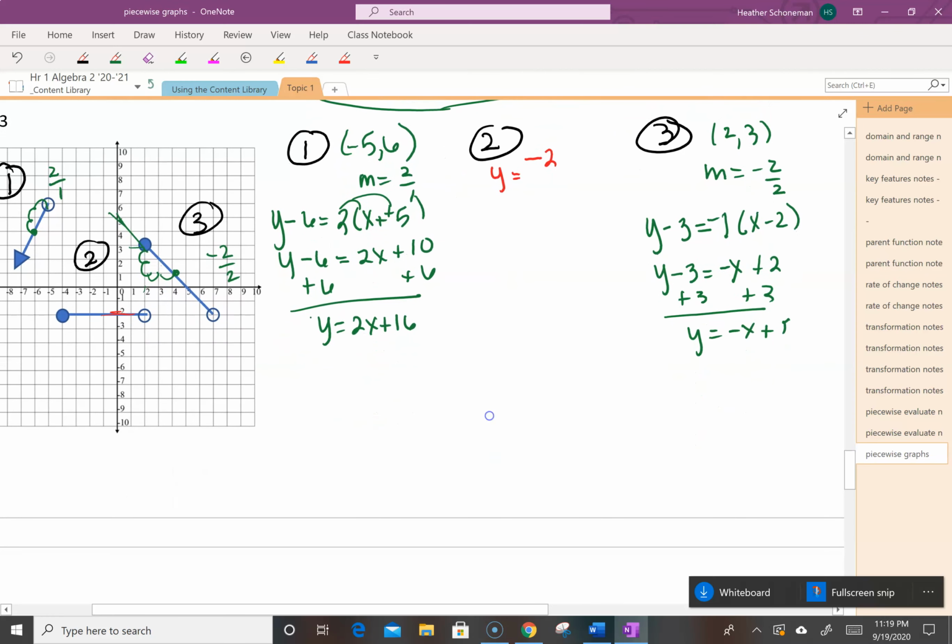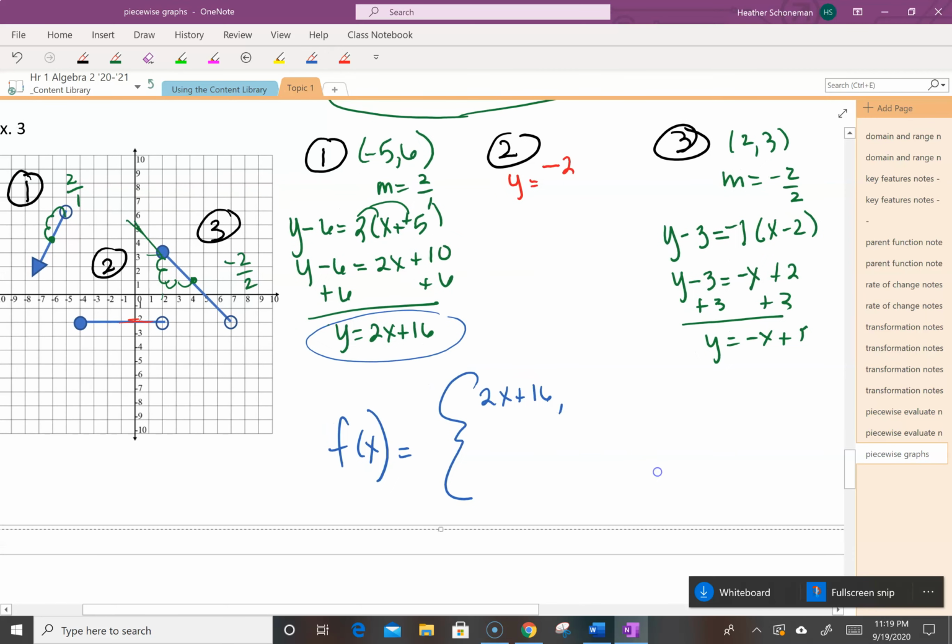All right, so now that I have my 3 equations, now I can finally write my rule, or that piecewise function. So I write f of x. Take 2. A big bracket. Equation 1 first: 2x plus 16, comma, domain. Oh, look at this domain. It starts at negative 5 and goes to the left. So it gets smaller. So it's all the numbers less than negative 5. And it's an open circle, so x is all the numbers less than negative 5.